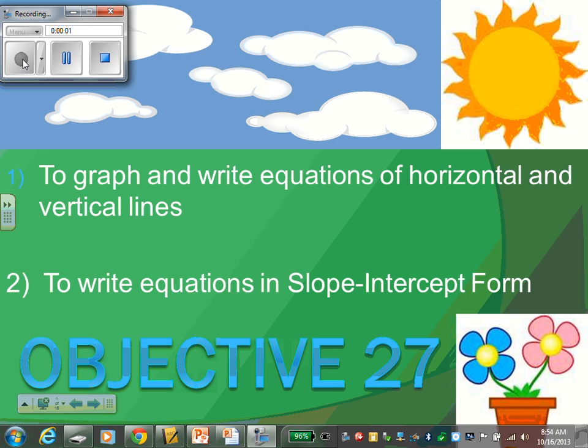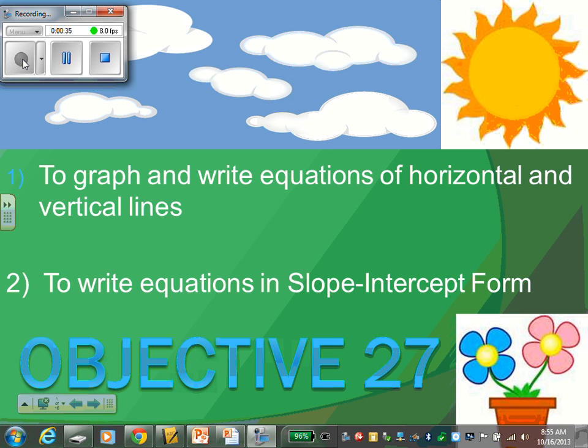Okay, guys, this will be objective 27. We are going to graph and write lines that are horizontal and vertical. I told you yesterday we looked mainly at lines that either had a positive slope or a negative slope. Today we need to go back and look at what the equations look like that are horizontal and vertical. And then we're also going to look at, will every single equation be in slope-intercept form?